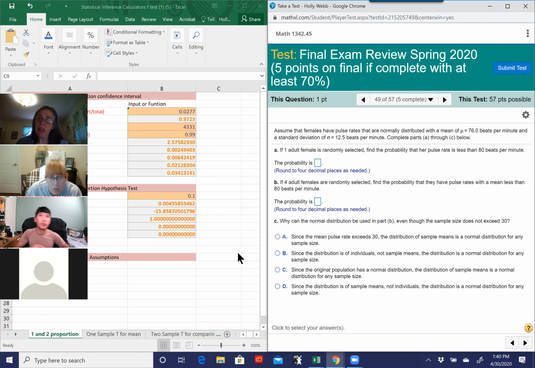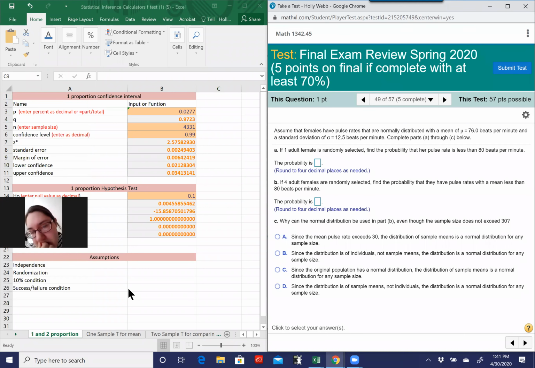We're going to be talking about the central limit theorem, and we're going to be practicing with our normal curve and our norm.dist and norm.inverse. This one says, assume that females have pulse rates that are normally distributed with a mean of 76 beats per minute and a standard deviation of 12.5. And then part A says one adult female is randomly selected. Find the probability that her pulse rate is less than 80.